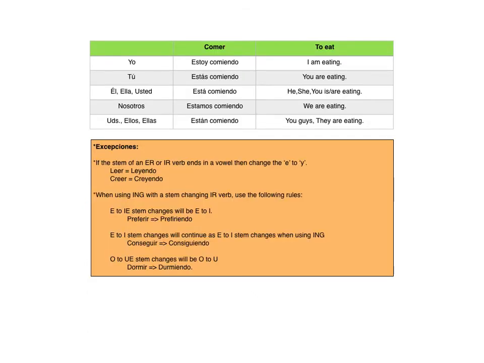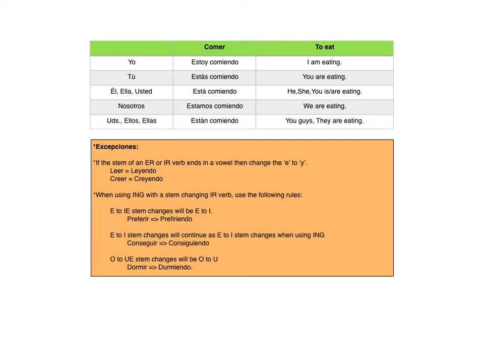Okay, let's take a look at an ER verb, comer. So to say, I am eating, yo estoy comiendo. You, tú estás comiendo. He, she, or you, él, ella, usted está comiendo. Nosotros estamos comiendo, for we are eating, and ustedes, ellos, or ellas están comiendo, for you guys or they are eating. Okay, so pretty basic and straightforward. I would suggest grabbing a random verb and practicing it a little bit, and then coming back and looking at the exceptions here.